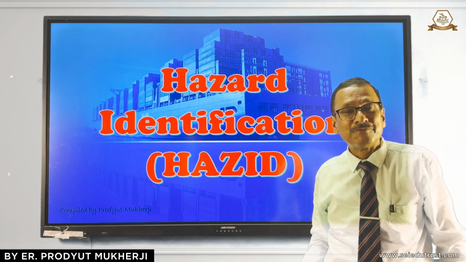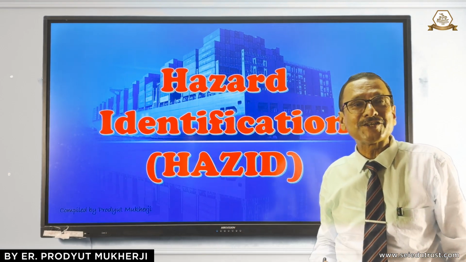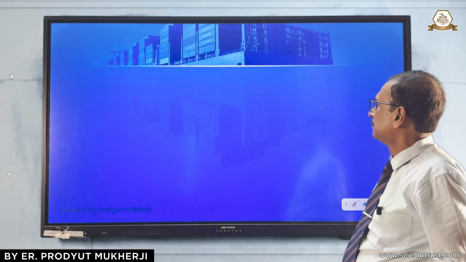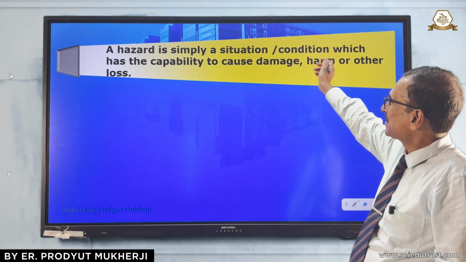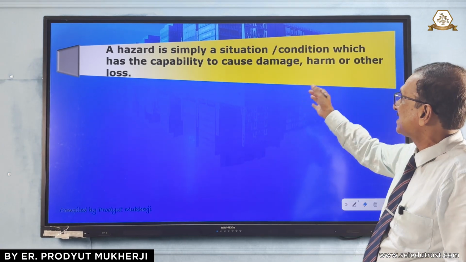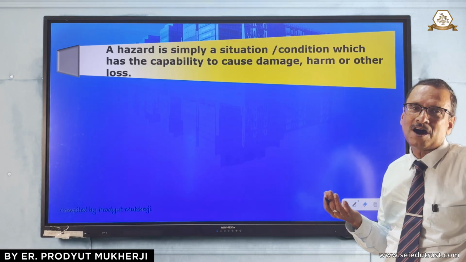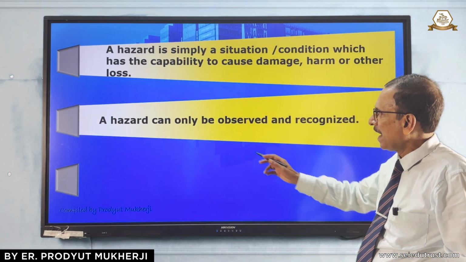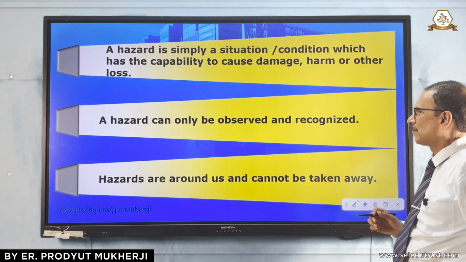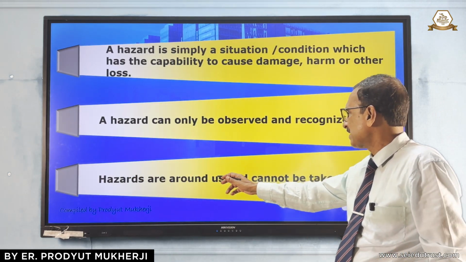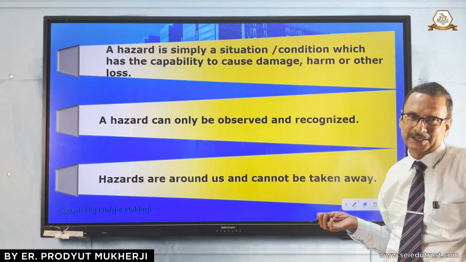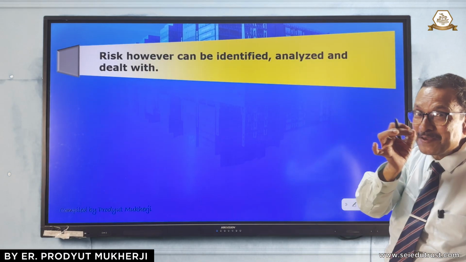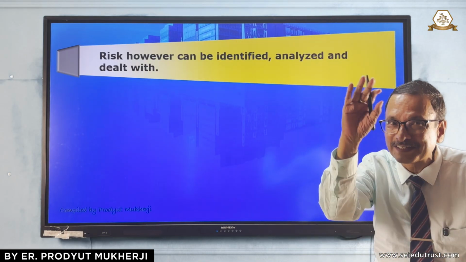So the next item which we would like to discuss is hazard identification. I just mentioned previously, that is called the hazard. A hazard is simply a situation or condition which has the capability to cause damage, harm, or other loss. That's a hazard. Accident, near miss, that's all. A hazard can only be observed and recognized. Hazards are around us and cannot be taken away. Risk, however, can be identified, analyzed, and dealt with. That is, it can be reduced.